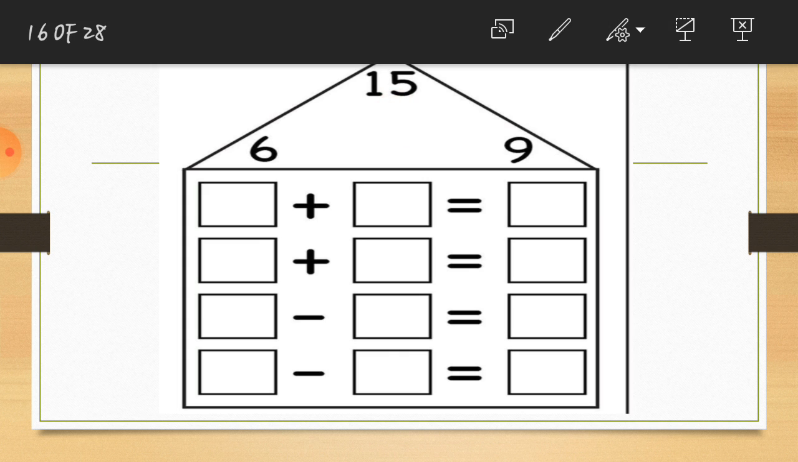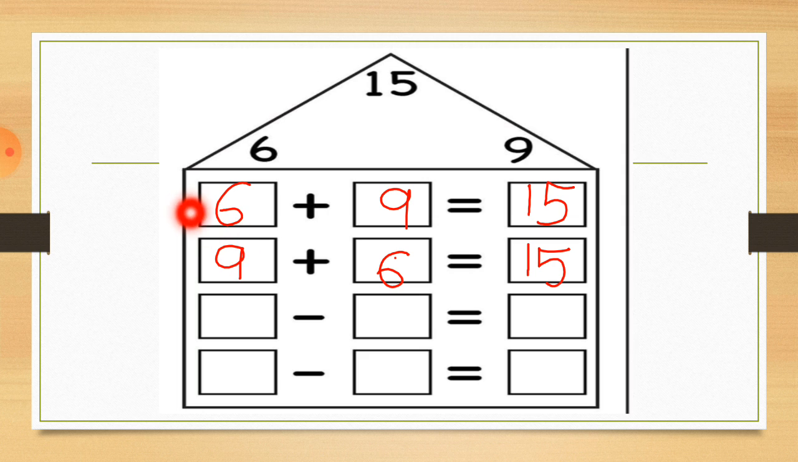So let's start adding these numbers. Okay, I write 6 first. 6 plus 9. So I hope you know which answer will come here. 6 plus 9 is equal to 15. Now here 9 plus 6 is equal to how much? So here 9 plus 6 is equal to 15. So here we get this answer. You can see here we just swap the numbers. Here I take 6 first and here I take 9 first.